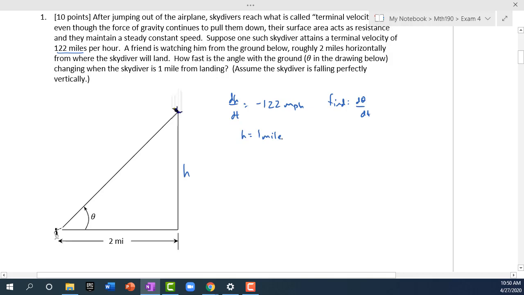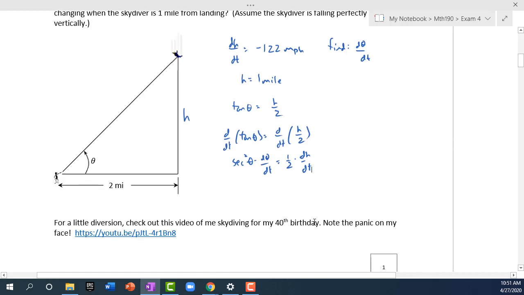All right, we need an equation that relates these, and so I would just use tangent. Tangent theta equals h over 2, and I think we're ready. Let's differentiate both sides with respect to t. We have secant squared theta times d theta/dt, and then on the right we have 1/2 times dh/dt. And so we are almost ready here. Secant squared is 1 over cosine squared. So if we multiply both sides by cosine squared, we have this.